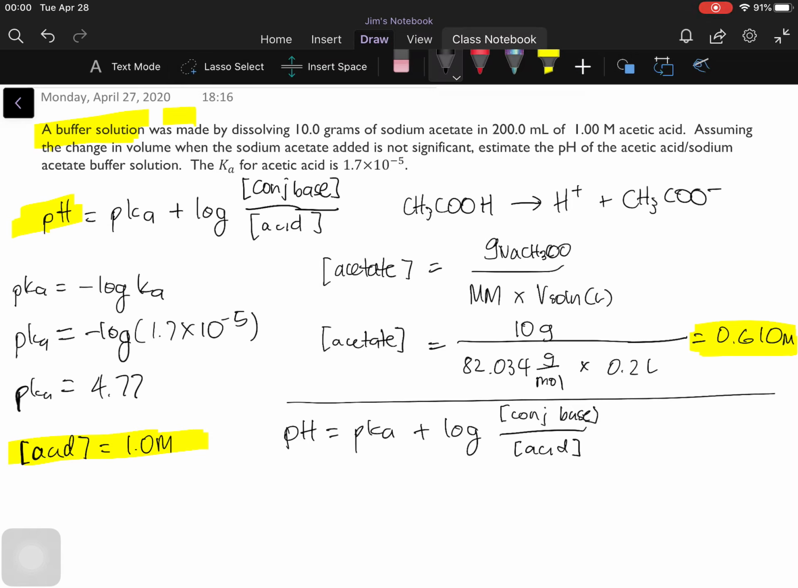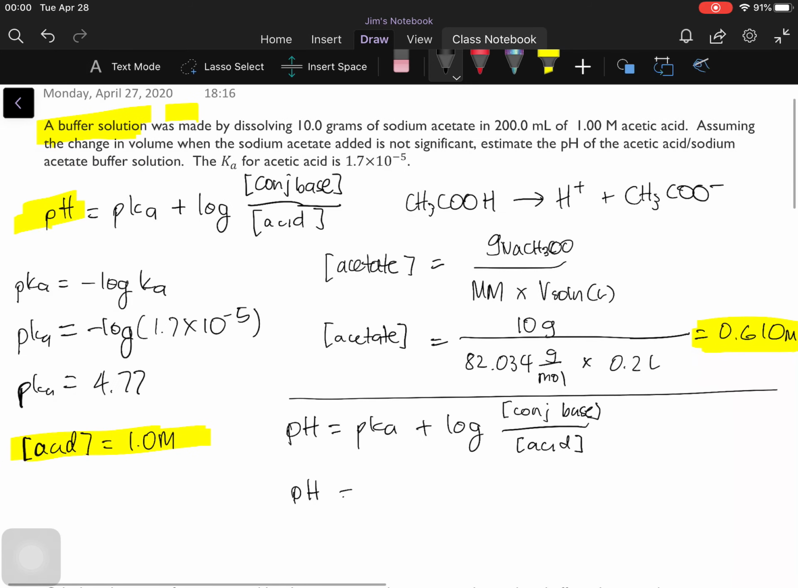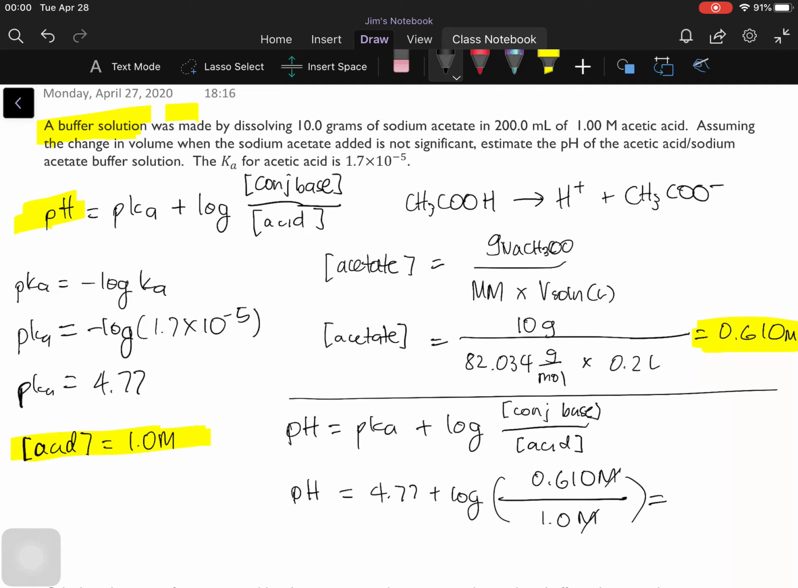Then we're going to plug in all the concentrations. So we'll have pH equals 4.77 plus log of conjugate base 0.610 molar. The acid is 1.0 molar. So solving for that, the molarity cancels out anyway. So the pH of solution is 4.56.